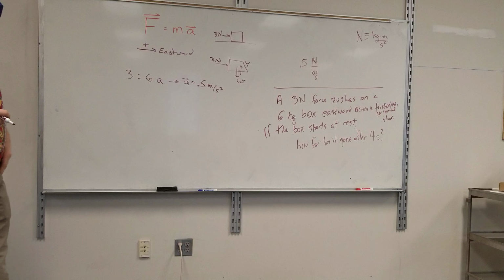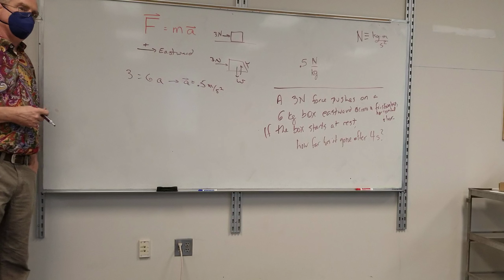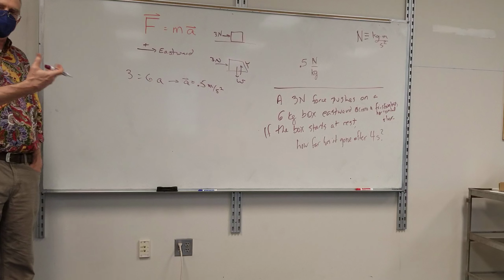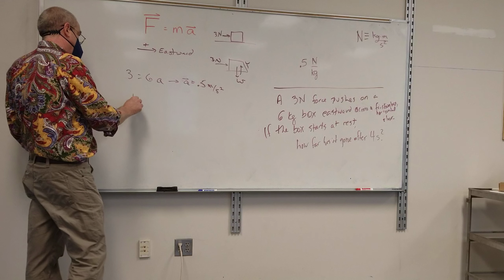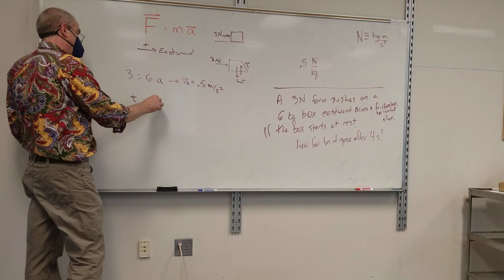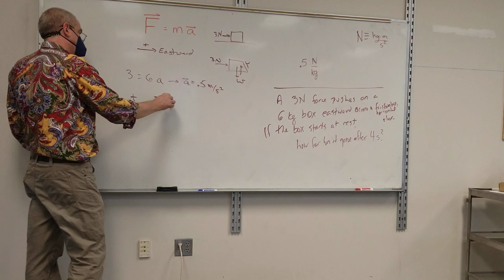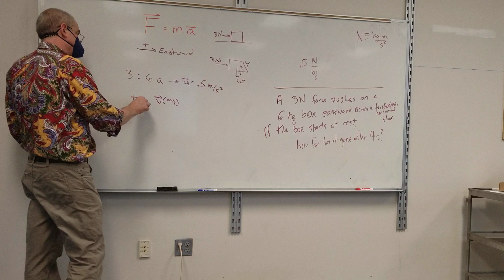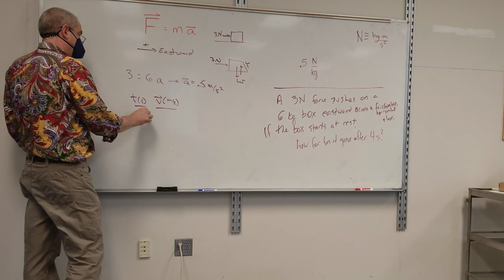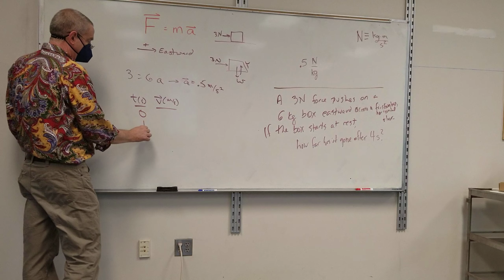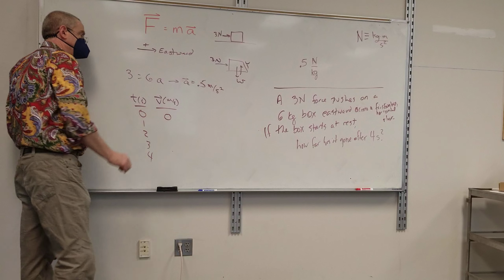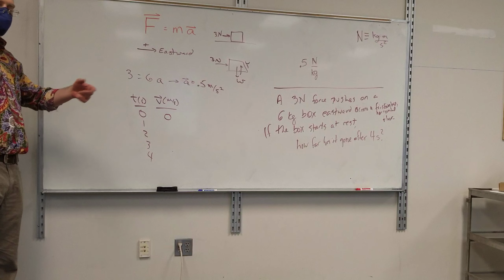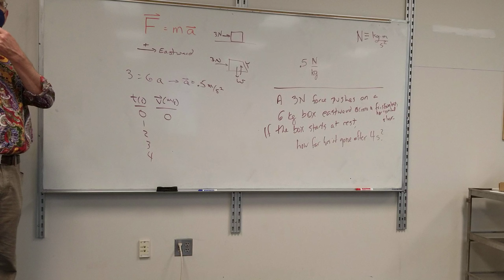The next bit. There are 2 approaches, so I'm going to do a slightly longer approach first, and then I'll do the shortcut. I've got time. I have velocity. This is in meters per second. This is in seconds. And the problem lasts till second number 4: 1, 2, 3, 4. My velocity starts at 0. And after 1 second, how fast is it going?